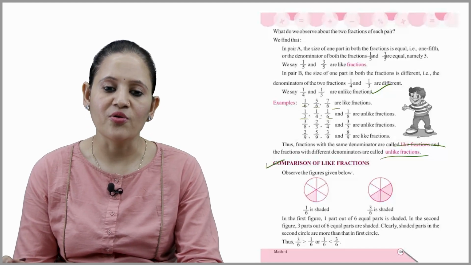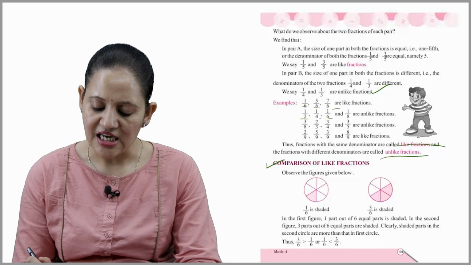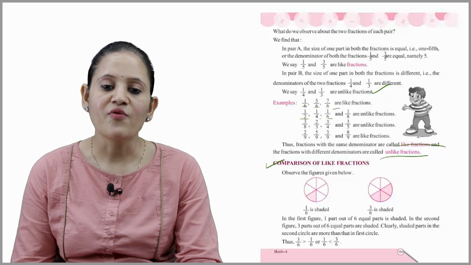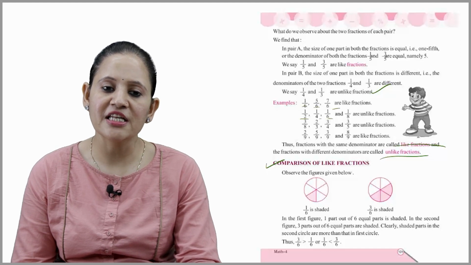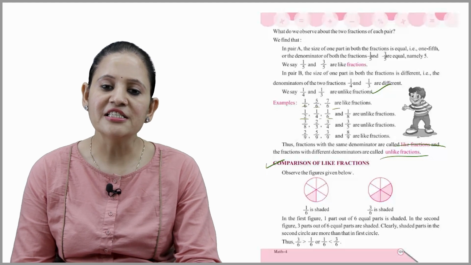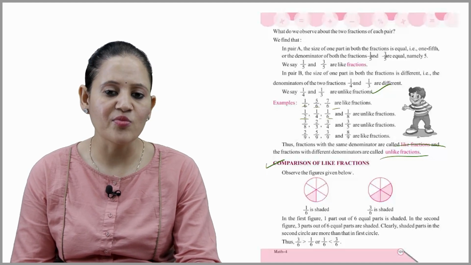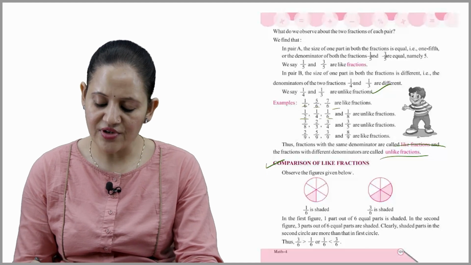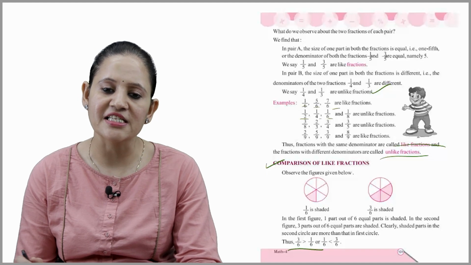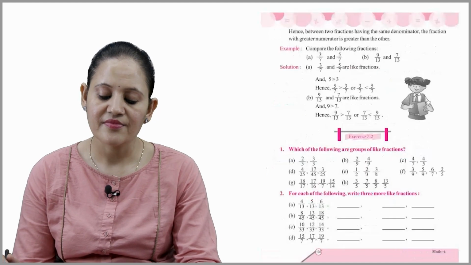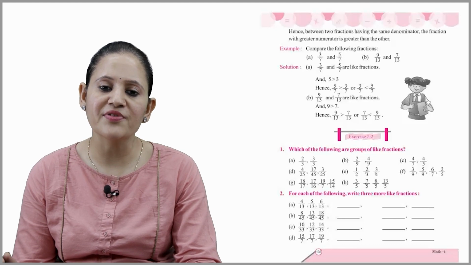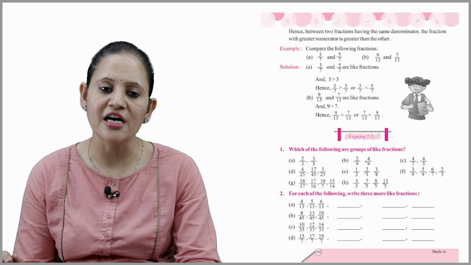Observe the figure given below. So here 1 by 6 is shaded, here 3 by 6 is shaded. So in the first figure, 1 part out of 6 equal parts is shaded. In the second figure, 3 parts out of 6 equal parts are shaded. Clearly, the shaded part in the second circle is more than the first circle. So we can say 3 by 6 is greater than 1 by 6, or we can say 1 by 6 is less than 3 by 6. Hence, between two fractions having the same denominator, the fraction with the greater numerator is greater than the other.